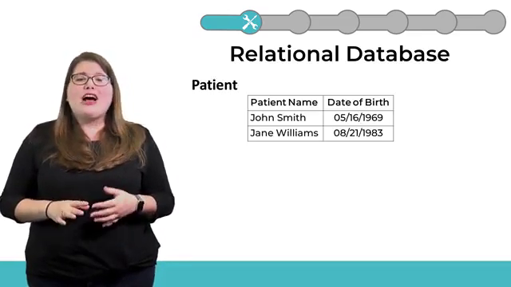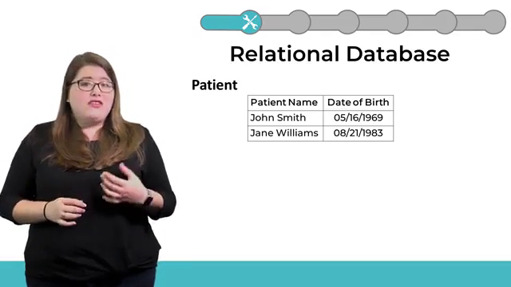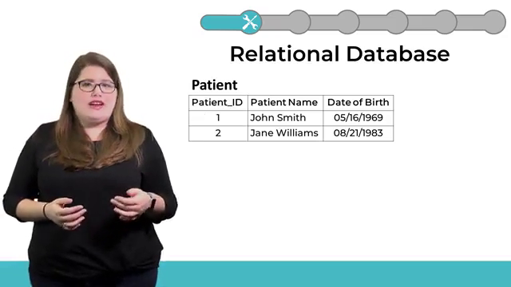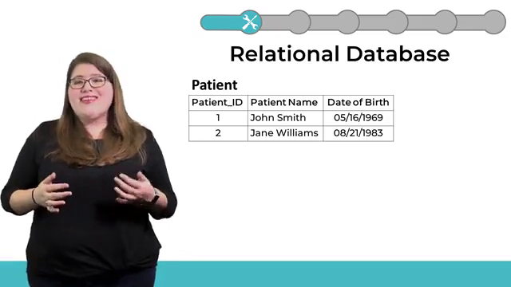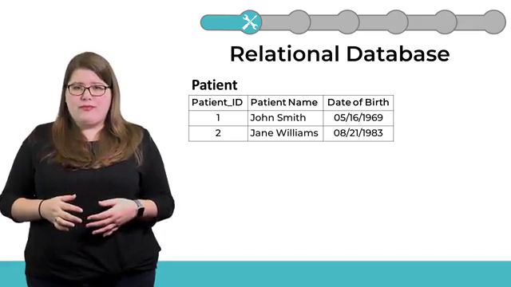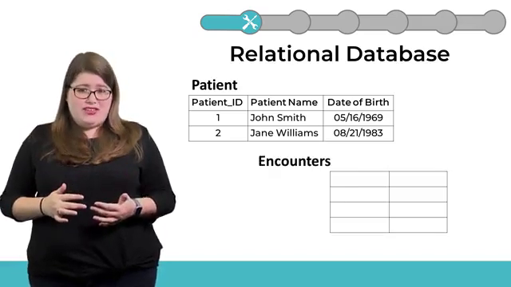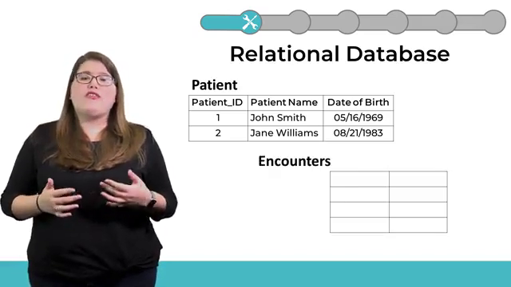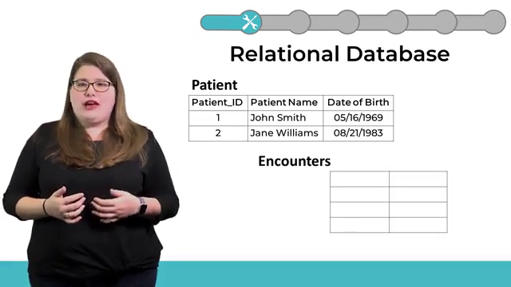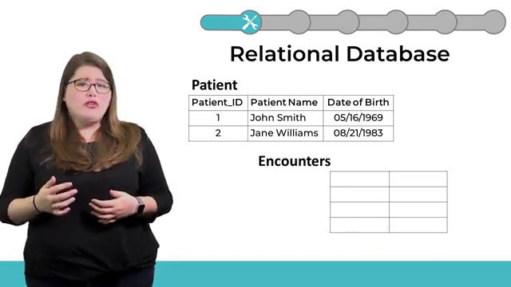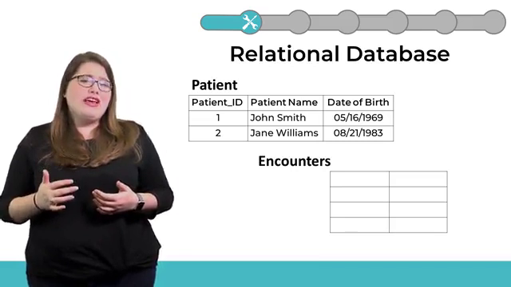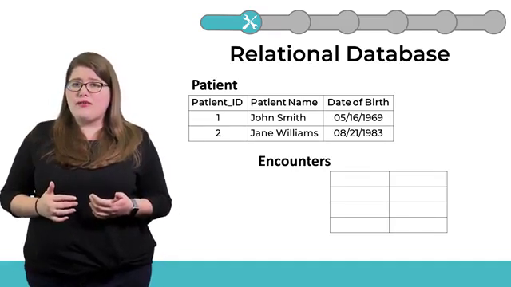First, we could create a patient table that has the patient's name and date of birth, plus a unique code that identifies them. This table then will only have one row for each patient. To record the clinic visits, we could create a table called Encounters. This table has a row for each encounter, so a patient with multiple encounters will have multiple rows, one for each time they were seen.